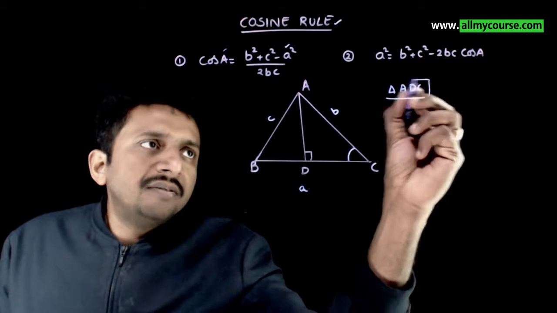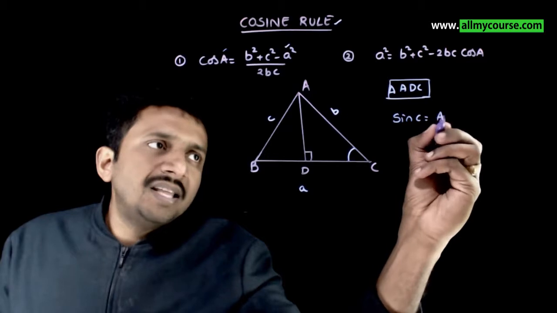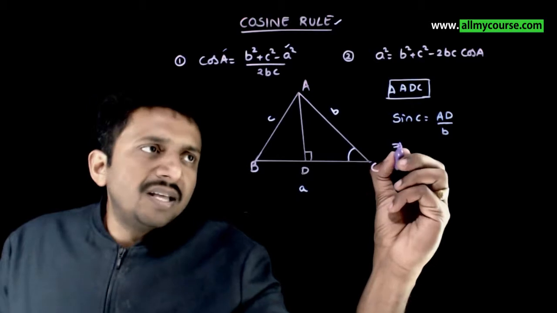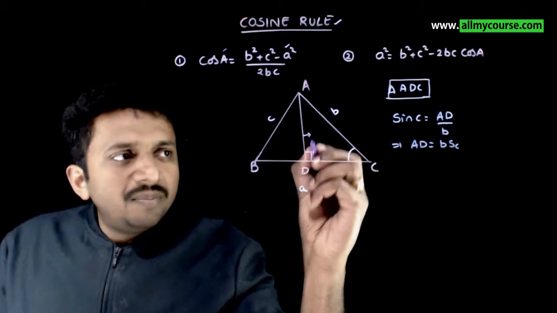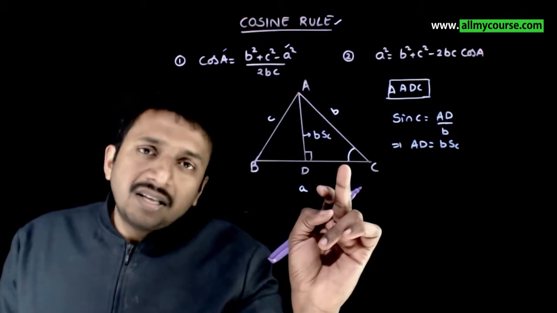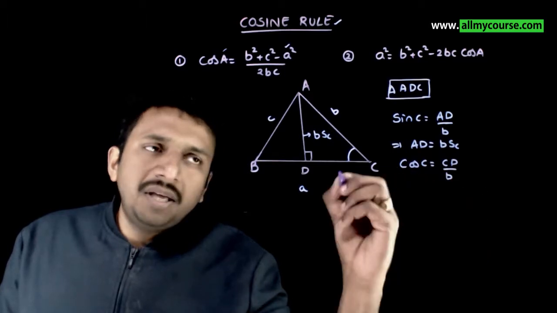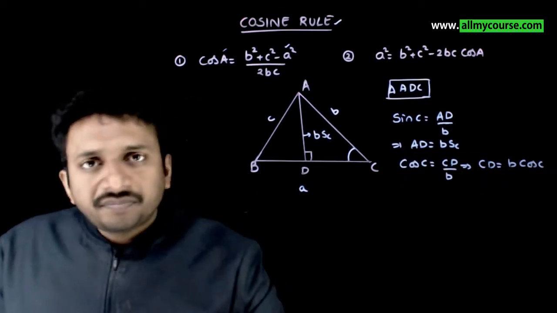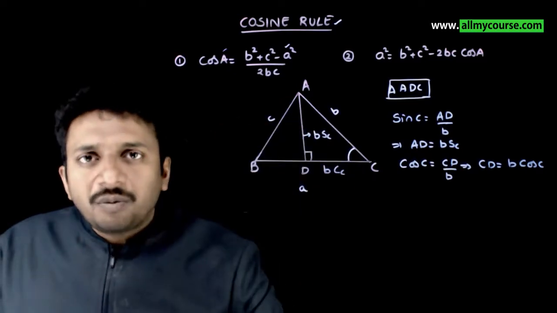So in this triangle, what is sin C? Sin C is nothing but the opposite side AD by AC, which is b. This implies AD will be equal to b sin C. So this side will be equal to b times sin C. Now if you take cos of angle C, cos C is equal to CD by b. This implies CD is equal to b cos C. So this is b sin C, this is b cos C. This is the cos component, this is the sin component.